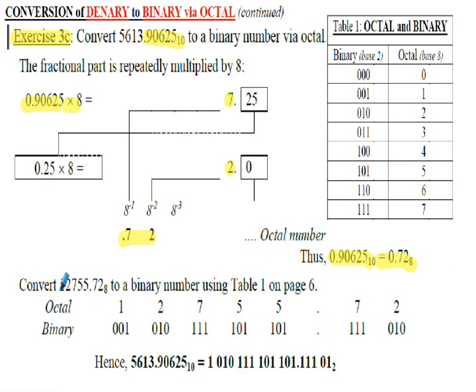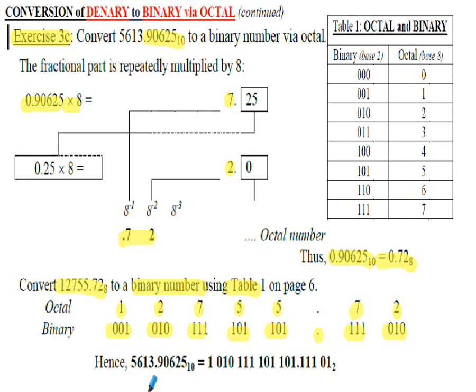So finally, to convert the 12755.72 in octal to a binary number, we simply use table 1. So from table 1, on the right hand side, 1 in octal is 001 in binary, 2 in octal is 010 in binary, 7 in octal is 111 in binary, 5 in octal is 101 in binary, 5 again 101 in binary, point, and then 7 in octal is 111 in binary, and 2 in octal is 010 in binary.